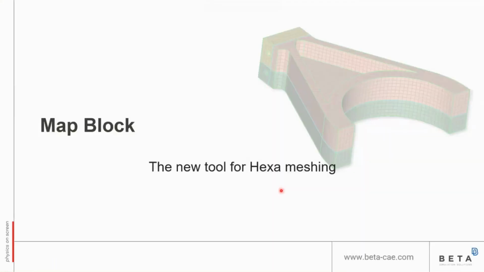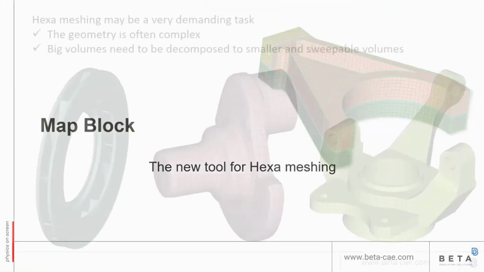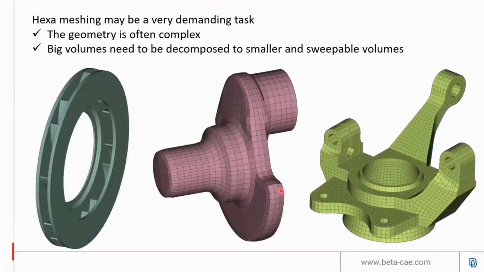The next functionality is the MapBlock. Creating hexamesh feels like a true puzzle. The user must imagine the part decomposed into smaller volumes that can be meshed with hexes. Then he has to actually decompose the part and hopefully not end up in a dead end.